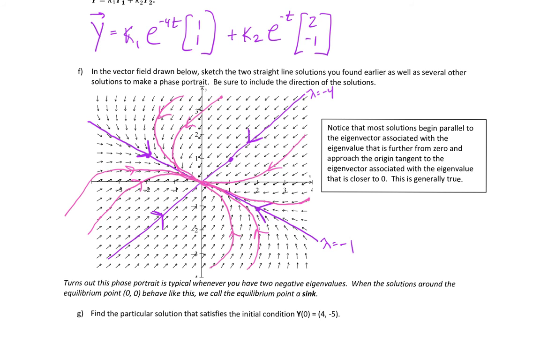This is generally true when you have two negative eigenvalues. This is a typical phase portrait whenever you have two negative eigenvalues. And when the solutions around the equilibrium point 0, 0 behave like this, we call this a sink. Every solution heads towards the origin. So like for this solution, for example, you can see it started out parallel to the eigenvector that has an eigenvalue further from 0 and ends up tangent to the eigenvector that has an eigenvalue closer to 0.